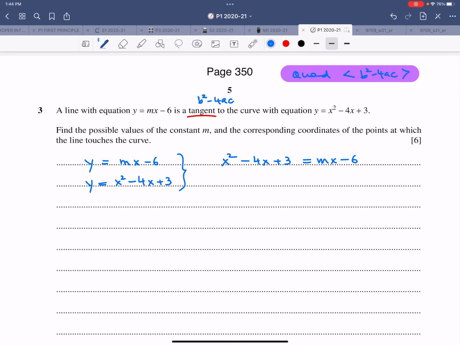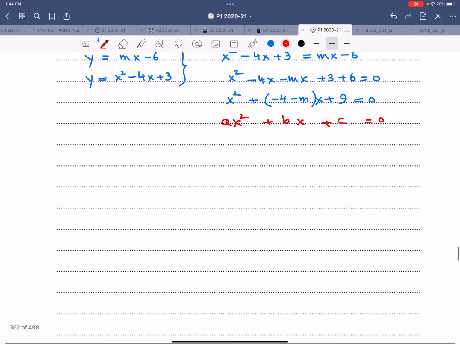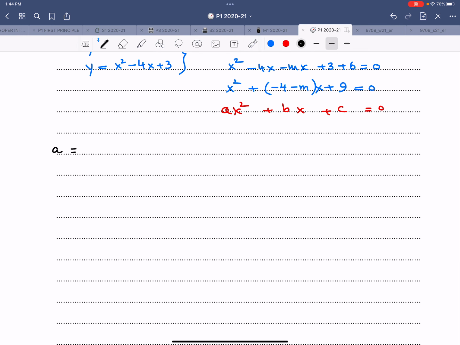So let me make it into a single equation. So therefore, x squared minus 4x minus mx plus 3 plus 6 equals 0. x squared plus, inside the bracket, minus 4 minus m, plus 9 equals 0. So therefore, this is the coefficient of x. Compare it with ax squared plus bx plus c equals 0. What is a? a is 1. What is b? Minus, common, 4 plus m. What is c? That is 9. Therefore, b squared minus 4ac is equal to 0: minus (4 plus m) squared minus 4 times 9.